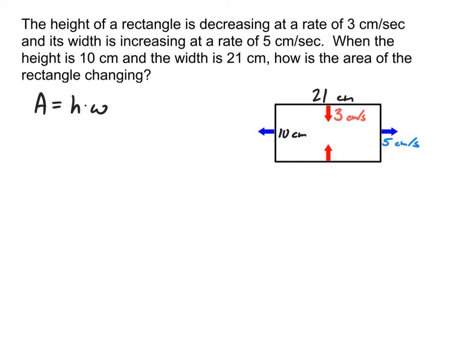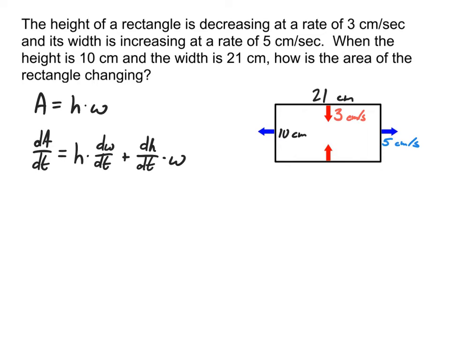All right, now remember, we want to figure out the rate. That means we need to find the derivative with respect to time. So now we do our derivative with respect to time. So that's going to give me dA over dt equals, and notice on the right-hand side it's H times W, so that means product rule. So we're going to do original times derivative plus derivative times original.